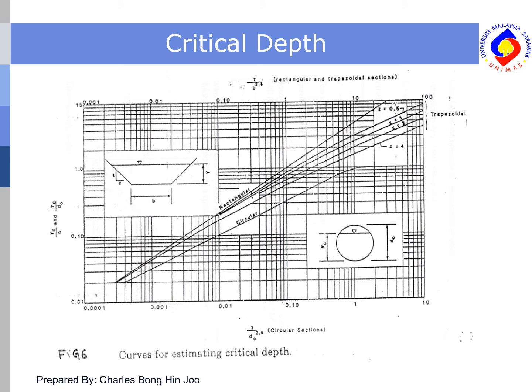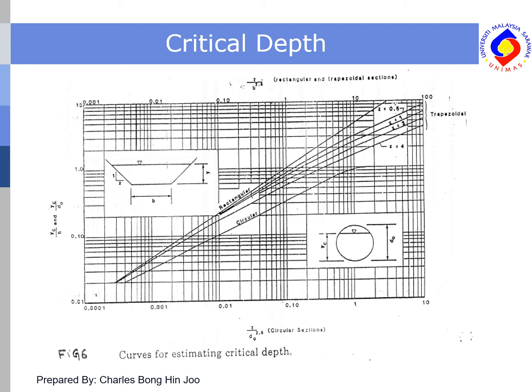We can use this curve to estimate the critical depth. To use this curve, first we need to determine what type of channel shape it is. Either it's a rectangular or a trapezoidal or a circular. So if let's say you have a trapezoidal section or a rectangular section, then you have to use the axis on top of the curve to calculate the Z divided by b to the power of 2.5.